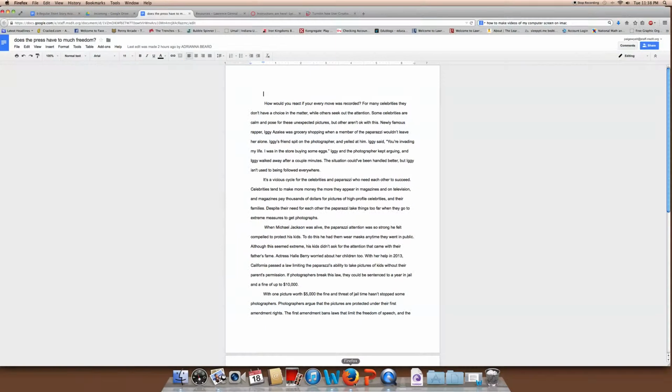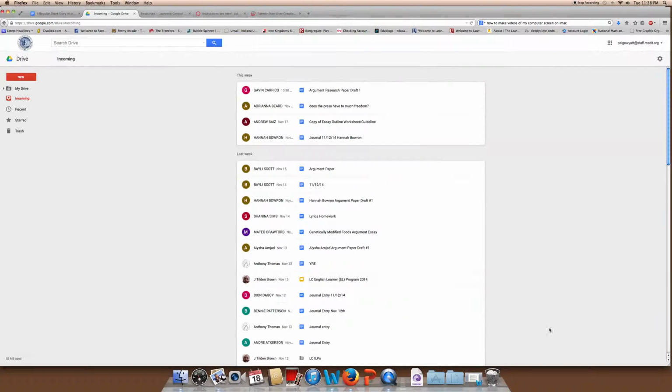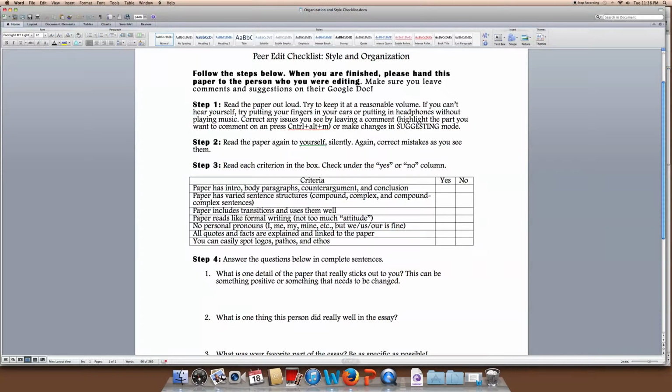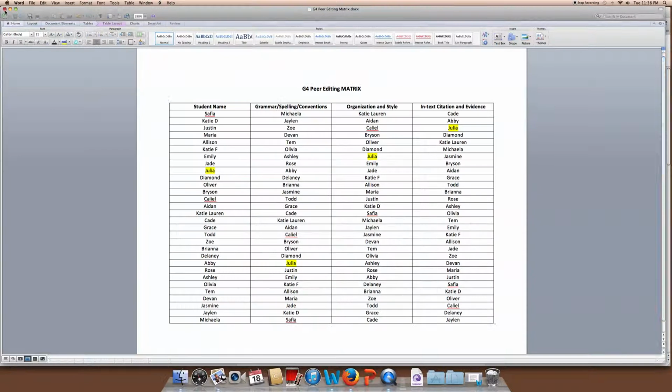And then if I see any issues with that paper, things that need to be changed, I'm either going to comment or suggest. And that's all I'm going to do. And when I'm done with that paper and I've filled out my checklist, I'm going to hand it back to that person. And then I'm going to make sure that he or she sees it. And then I'm going to move on to the next person.